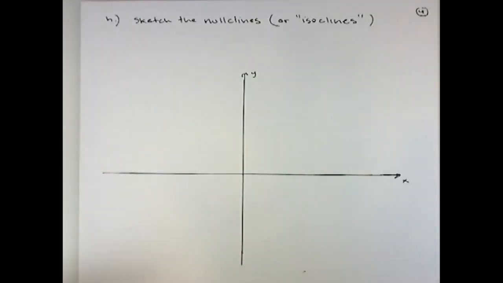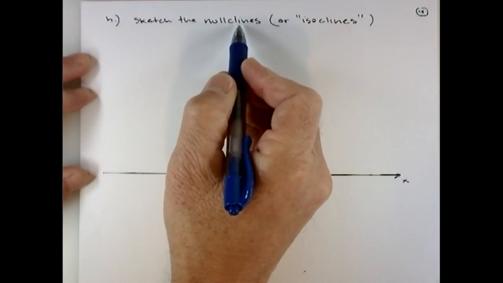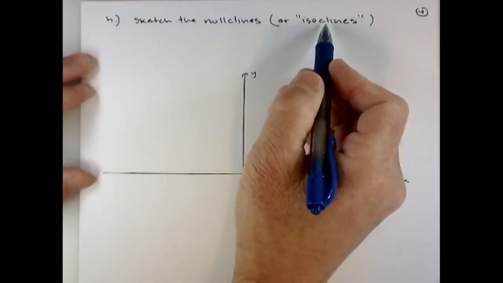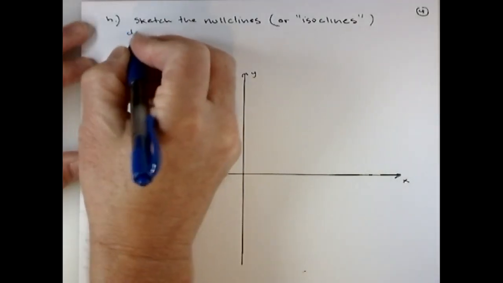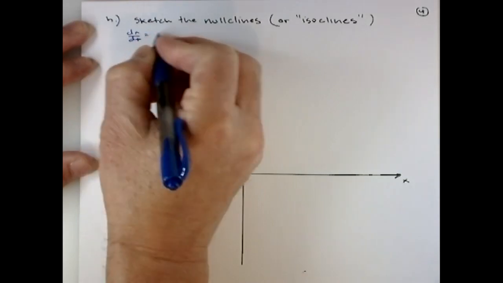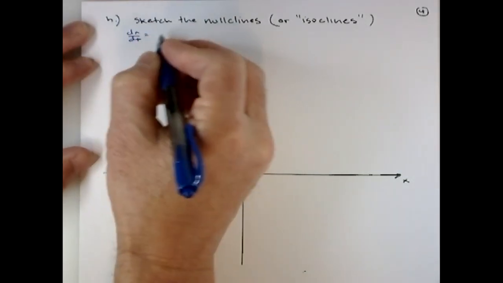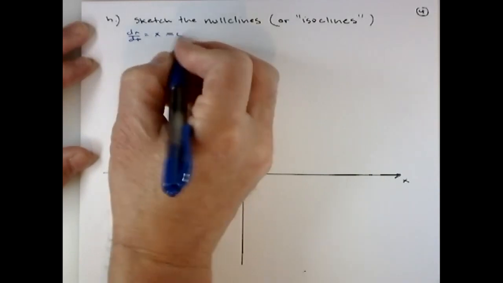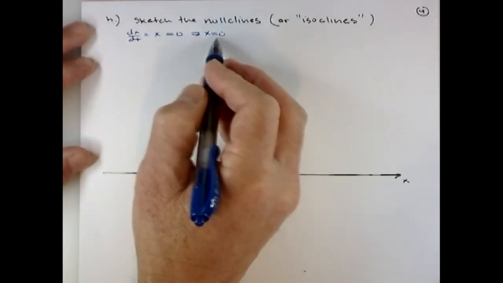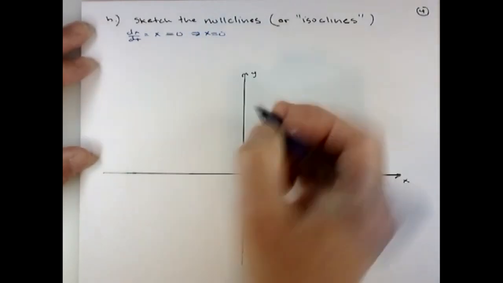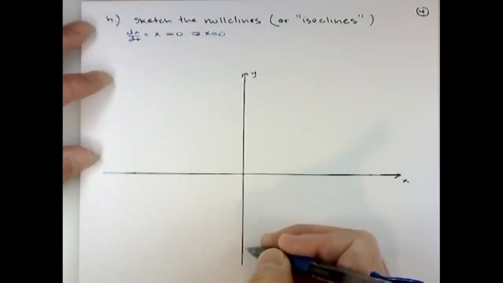Now, without a computer, if you know some ideas, there are ways to get a pretty good idea of what the direction field would look like. One technique is to sketch the nullclines, also called isoclines. What the nullclines are is this: if I go back to my differential equation, dx/dt was just x. When I set that equal to 0, of course that gives me x equals 0. But graphically, x equals 0 is the y-axis, right?